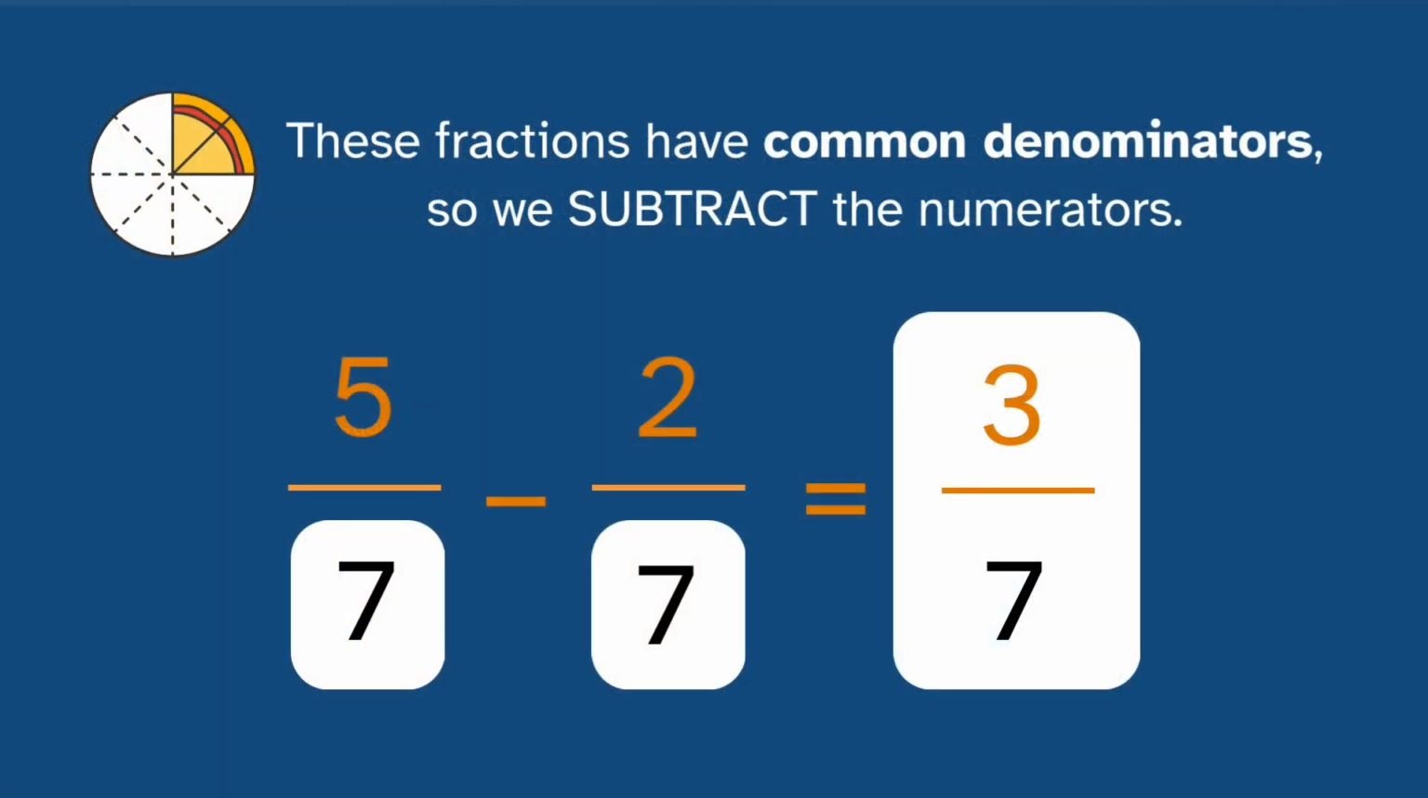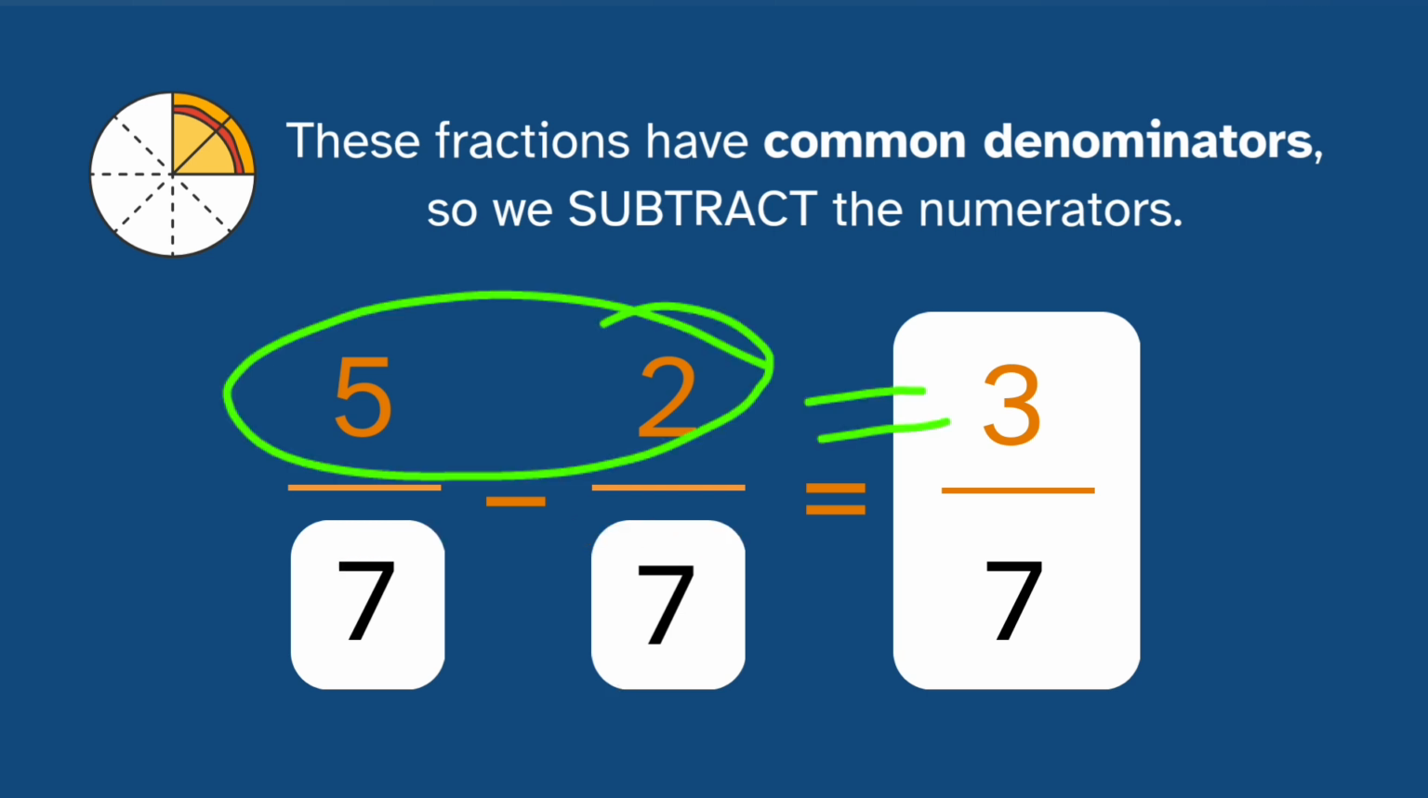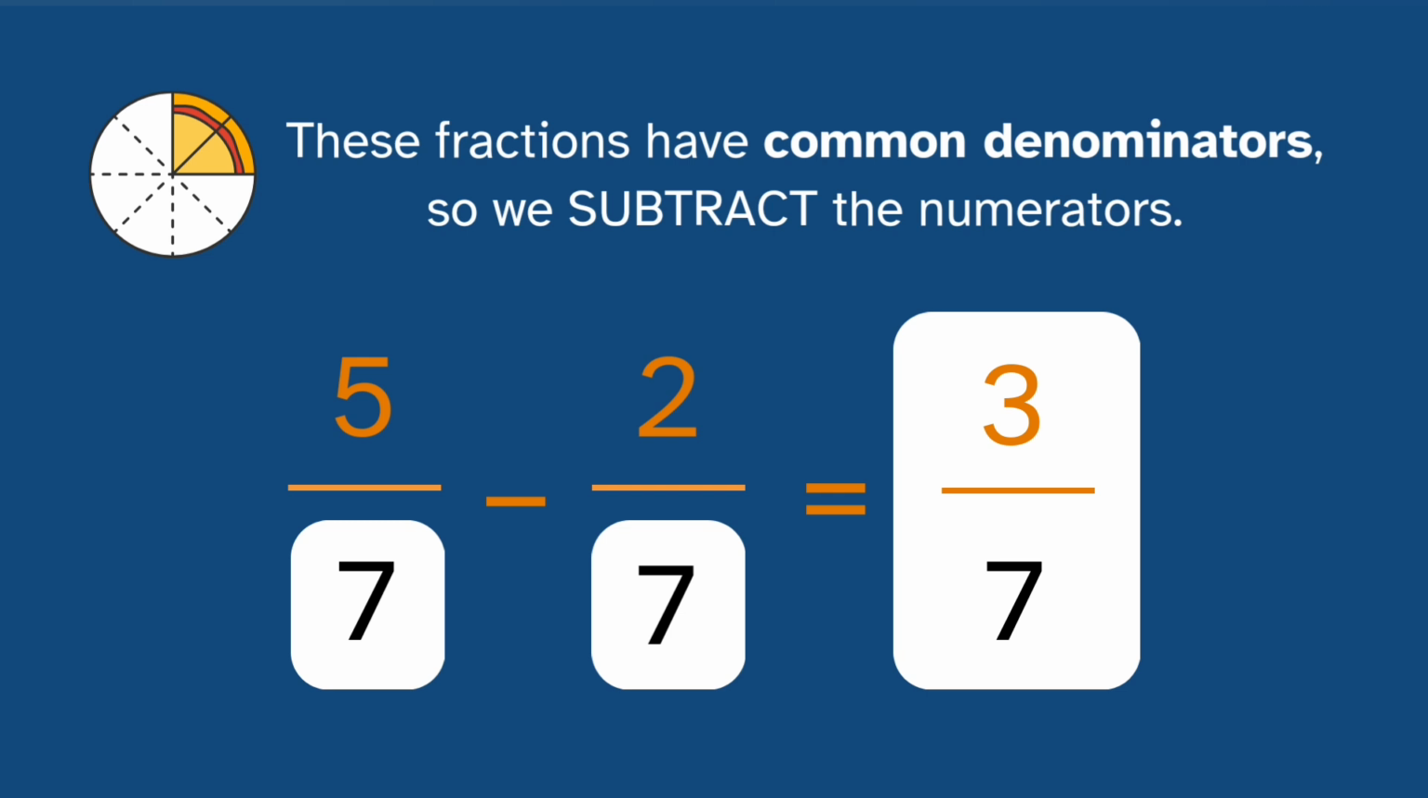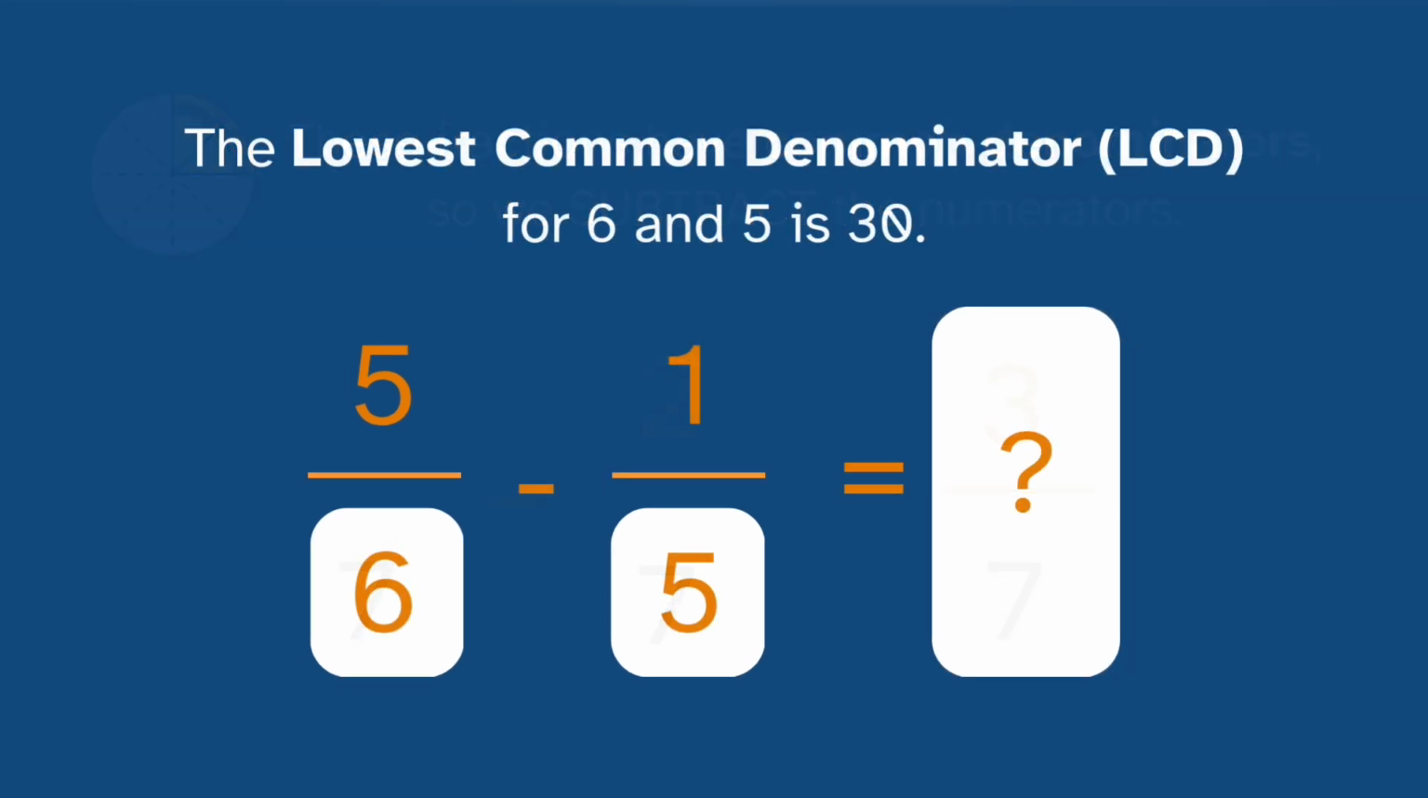Here in this example, you can see 5 by 7 minus 2 by 7 is equal to 3 by 7, because these fractions have common denominators, and so we subtract only the numerators. So the result is 3 by 7. The numerator we subtract, and the denominator we keep as it is because the denominators are common.